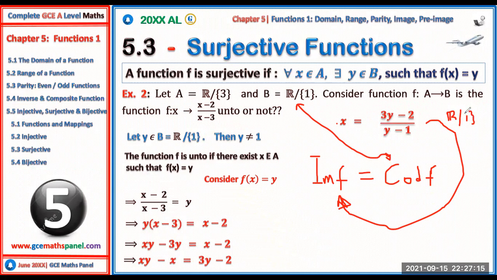Now look at it. This is the range. Yes, they are equal. This is the range because this is the inverse function. The domain of this inverse function, which is the range, is the set of all real numbers excluding 1. And what is the codomain of this function that was given in the equation? The codomain is also the set of all real numbers excluding 1. So from here, you can see that the image or the range is equal to the codomain. So what do we conclude? That this function is onto.